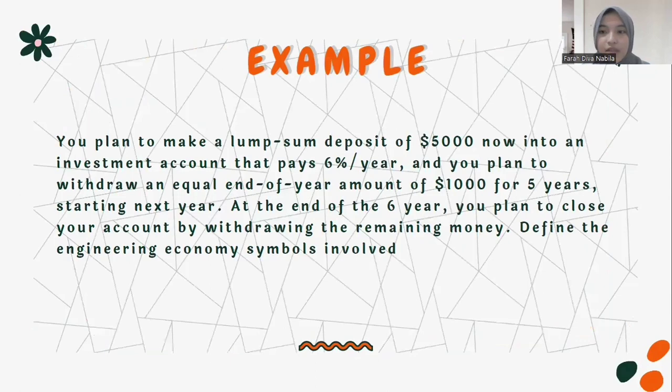So next is example of cash flow diagram. From the question we know you plan to make a lump sum deposit of $5,000 now into an investment account that pays 6% per year, and you plan to withdraw an equal end-of-year amount of $1,000 for 5 years, starting next year. At the end of the 6th year, you plan to close your account by withdrawing the remaining money. Define the engineering economy symbols involved.